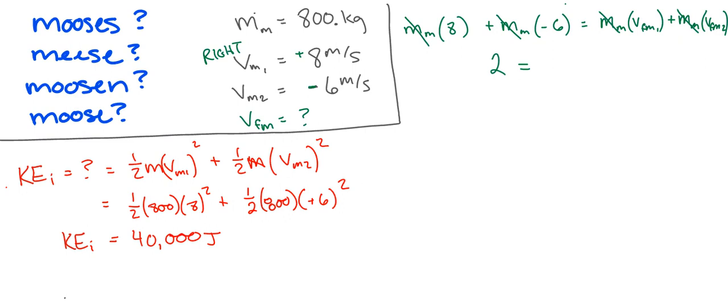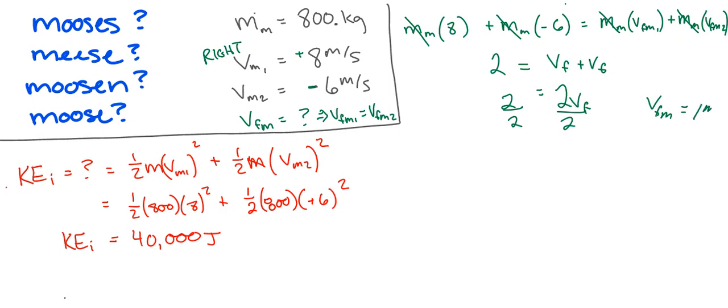On the right side, we have the final velocity of moose 1 plus the final velocity of moose 2. Well, those final velocities are the same. Final velocity of moose 1 equals the final velocity of moose 2. So we've got final velocity plus final velocity. 2 final velocities equals 2. We divide by 2, and we get that the final velocity of the moosin is 1 meter per second.